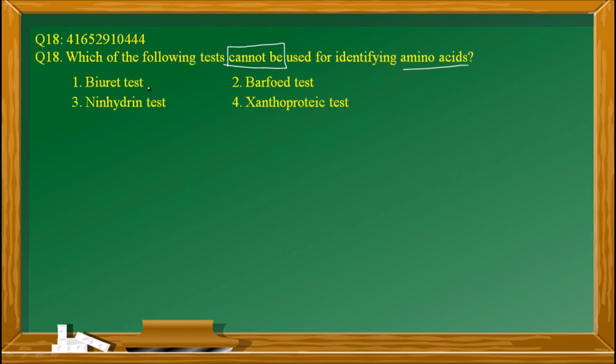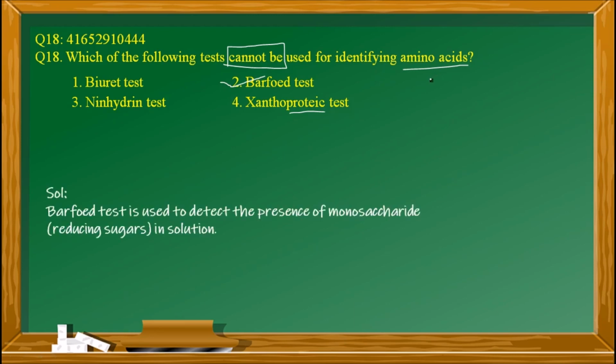Biuret test, yes, it is used for amino acids. Xanthoproteic test, yes, the test itself is showing protein. That means it is used for amino acids. So this is also not correct. Barfoed test, dear friends, Barfoed test cannot be used for identifying amino acids. It is used to detect the presence of monosaccharides, especially reducing sugars in solution. So option number 2 is the correct option, friends. What is the option? Barfoed test.